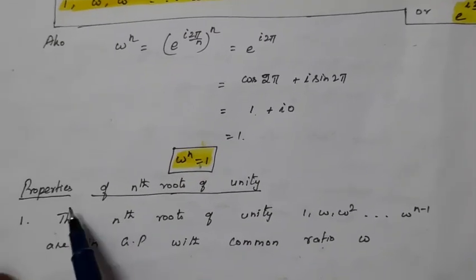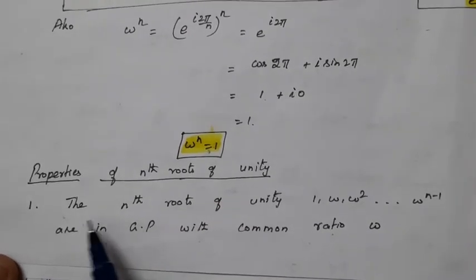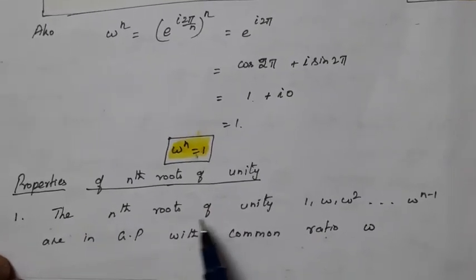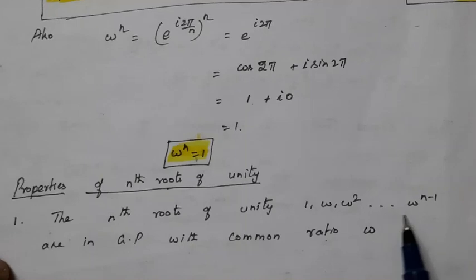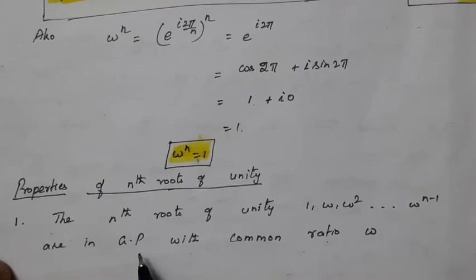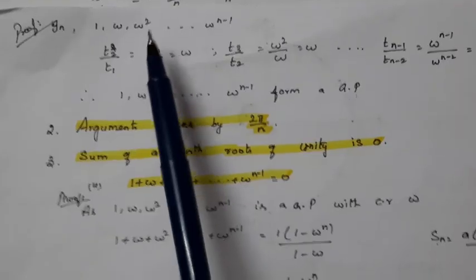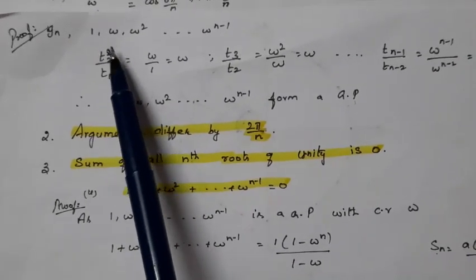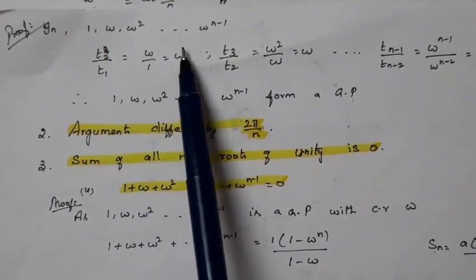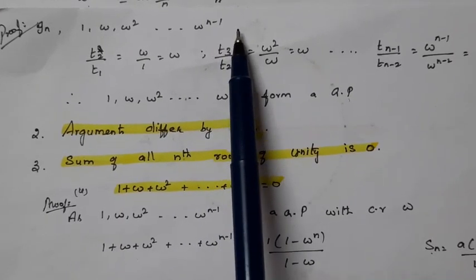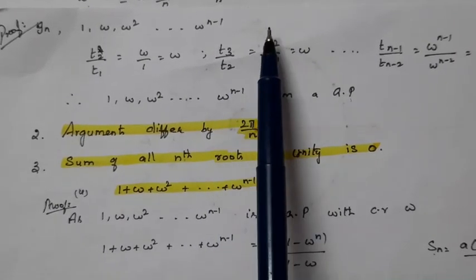Now, let us see some properties of nth roots of unity. All the nth roots of unity 1, omega, omega squared, etc., omega power n minus 1 are in a GP with a common ratio omega. What is the first property? The nth roots of unity 1, omega, omega squared, etc., to omega power n minus 1 are in a GP with a common ratio omega.